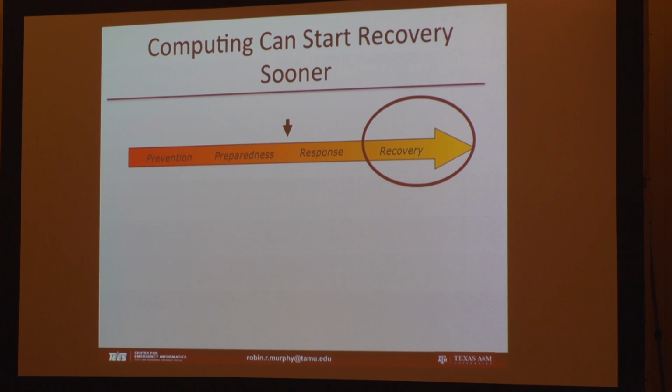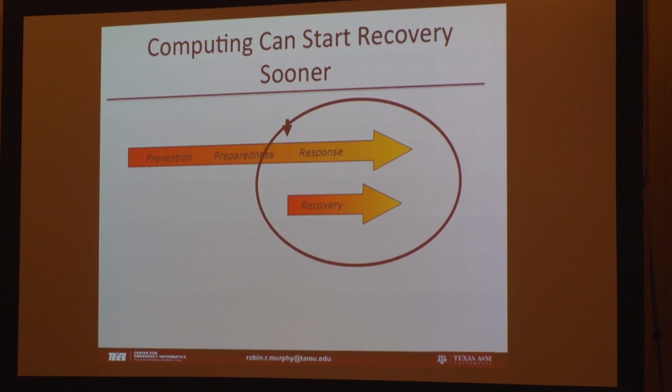Computing can also start recovery sooner. And if computing speeds up the response, then the recovery can start earlier. Insurance adjusters can get into the site, the power companies can get into the sites and restore power, and that's going to help with resilience and economic recovery.